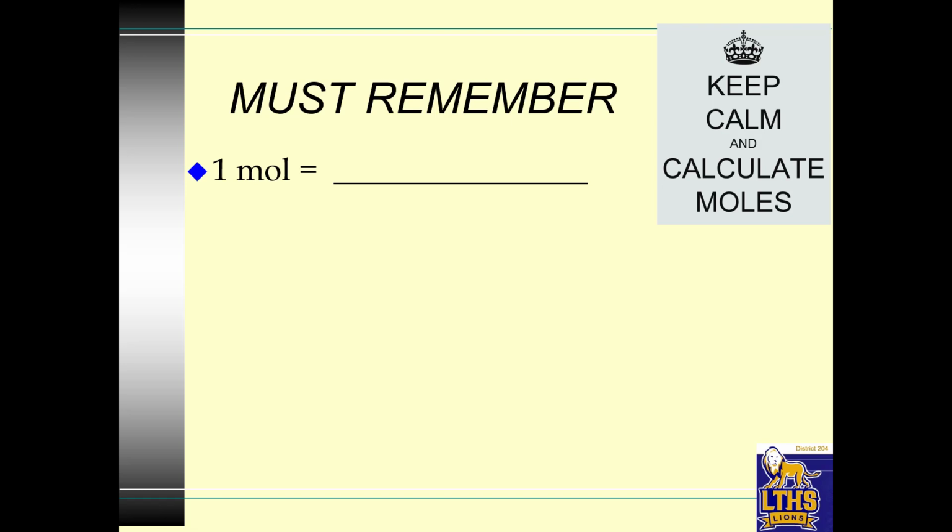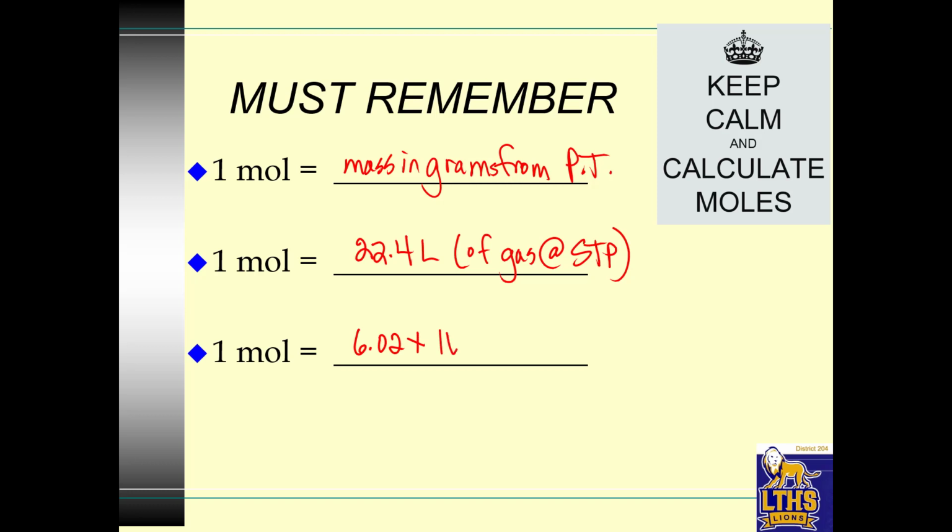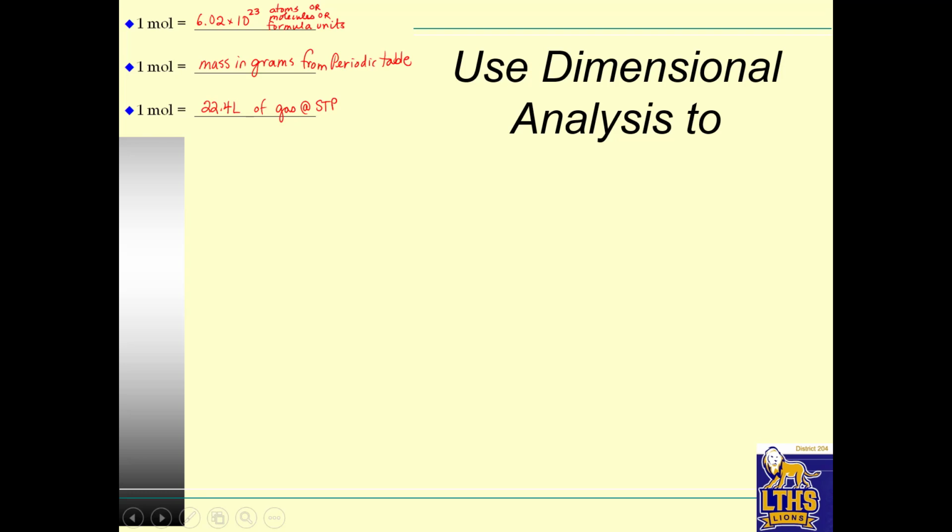Okay, so here's what you have to remember. 1 mole equals the mass in grams from the periodic table for any substance's identity. 1 mole of a substance also equals 22.4 liters, only if it's a gas at standard temperature and pressure. And 1 mole equals 6.02 times 10 to the 23rd representative particles. And what are the representative particles we're talking about? We're either going to be talking about atoms, molecules, or formula units. Okay, atoms for elements, molecules for some elements and molecular compounds, and formula units for ionic compounds. So here it is again. That's what 1 mole equals.